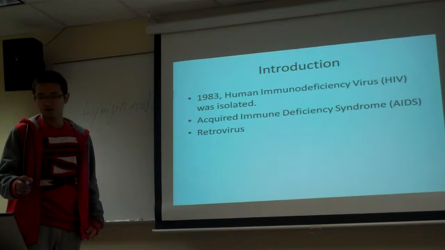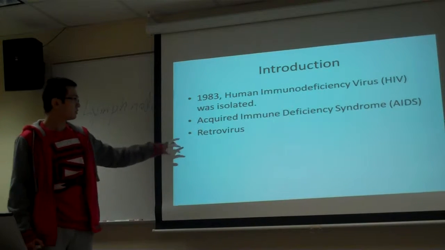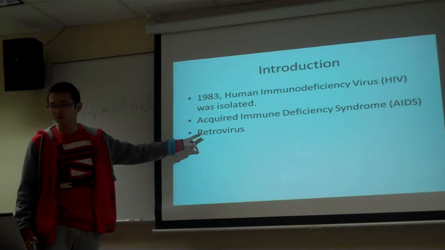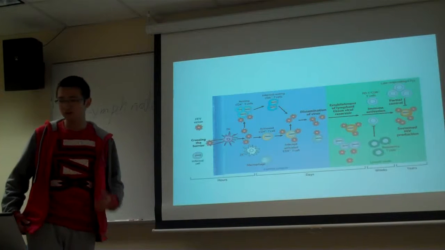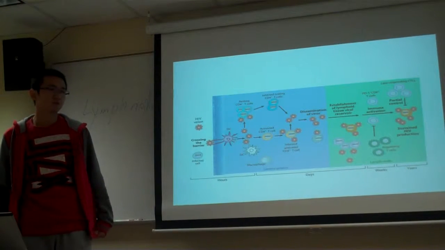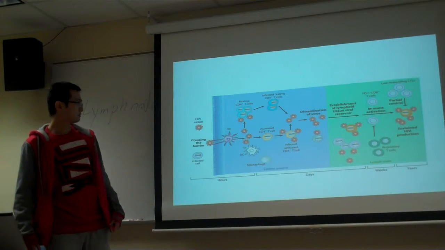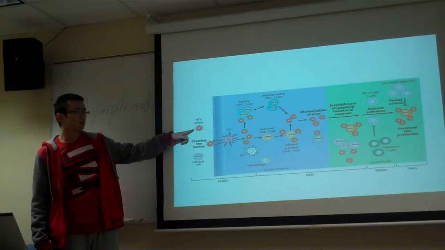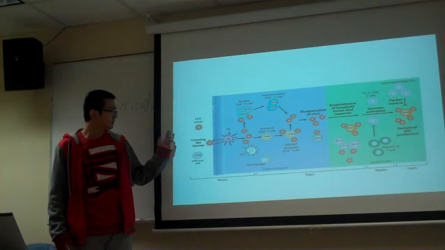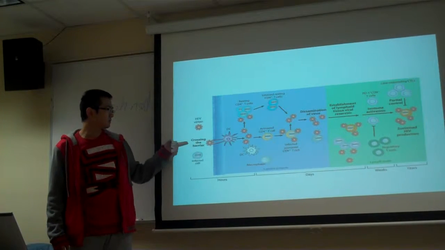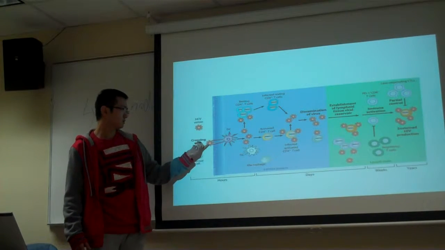HIV will lead to acquired immune deficiency syndrome, AIDS, and it is a retrovirus. I will explain this later. I found it's difficult to introduce a reaction or mechanisms by words, so I think a picture is more powerful. Here's the HIV virus, this red dot, and it will cross the barrier of the surface if you have a cut or wound.